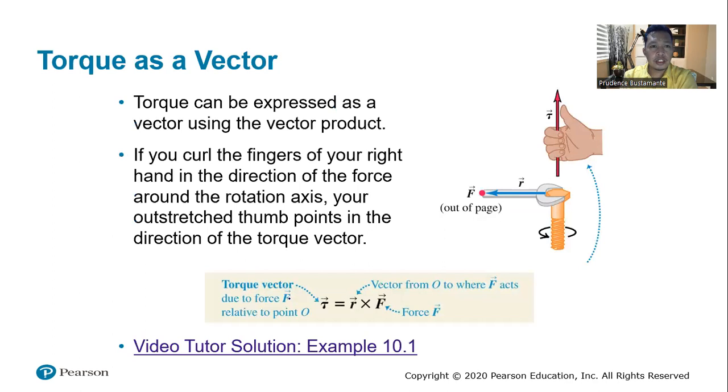Torque can be expressed as a vector using the vector product. Again, if you curl the fingers of your right hand in the direction of the force around the axis of rotation, your outstretched thumb points in the direction of the torque. We discussed this in chapter 1, which is the cross product of two vectors.